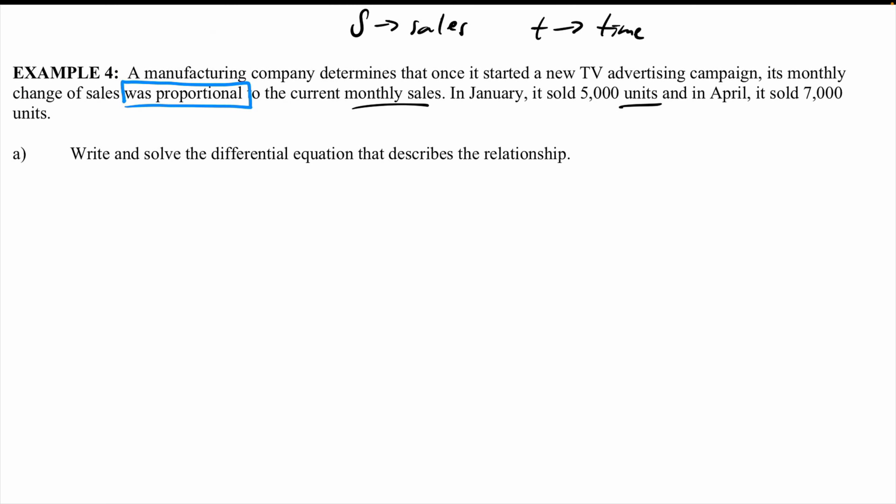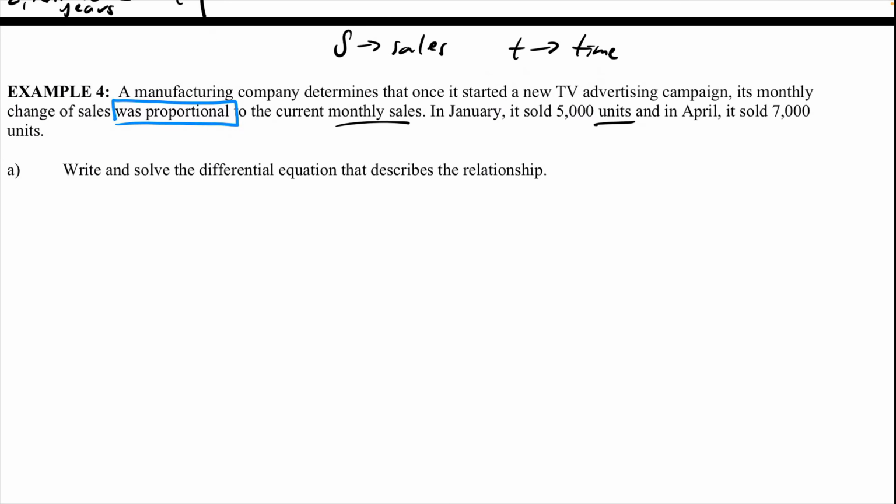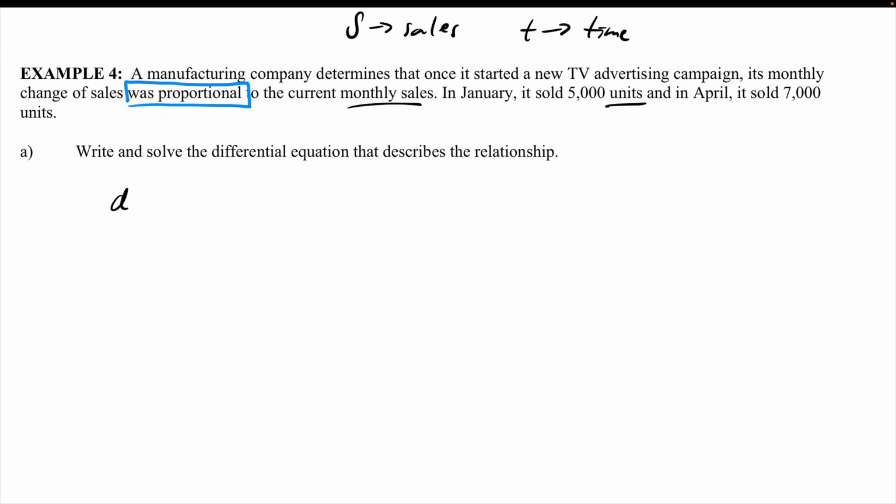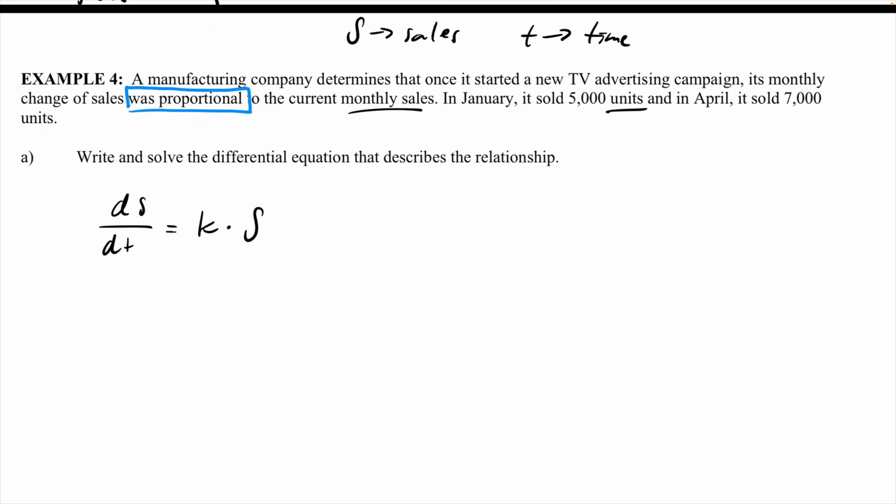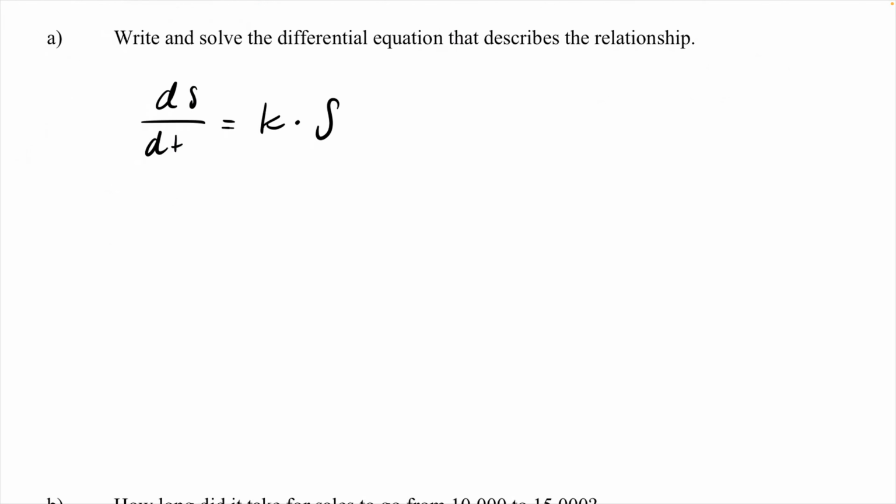Okay. So what's our differential equation going to be comparing these two guys? Using T and S, or S and T. ds over dt, right? Equals K times the dependent, which is S in this case. Okay. Next thing. What needs to move to the left? What needs to move to the right? S is to the left. And the T's on the right. Okay.